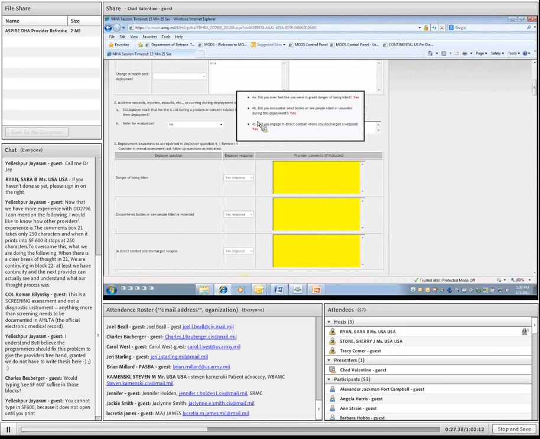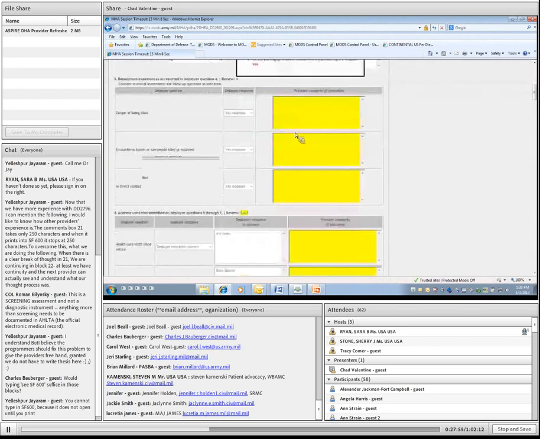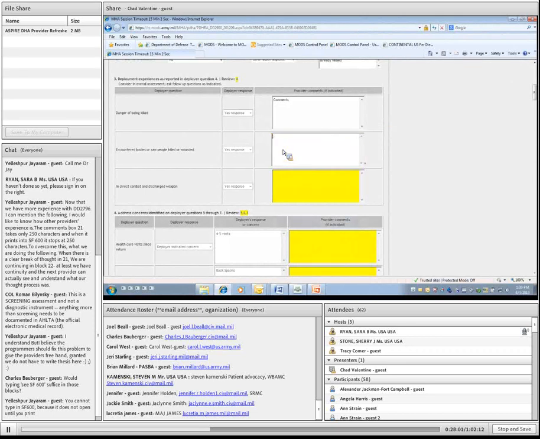4B is asking, did you encounter dead bodies or see people killed or wounded? That answer was yes. And 4C was, did you engage in direct combat where you discharged a weapon? That answer was yes. So we did have positive responses on 4A, 4B, and 4C for the deployer, which is question 3 for the provider. So we need to go in there and leave comments in each one of these provider comments boxes, or the system will not let us sign the form.